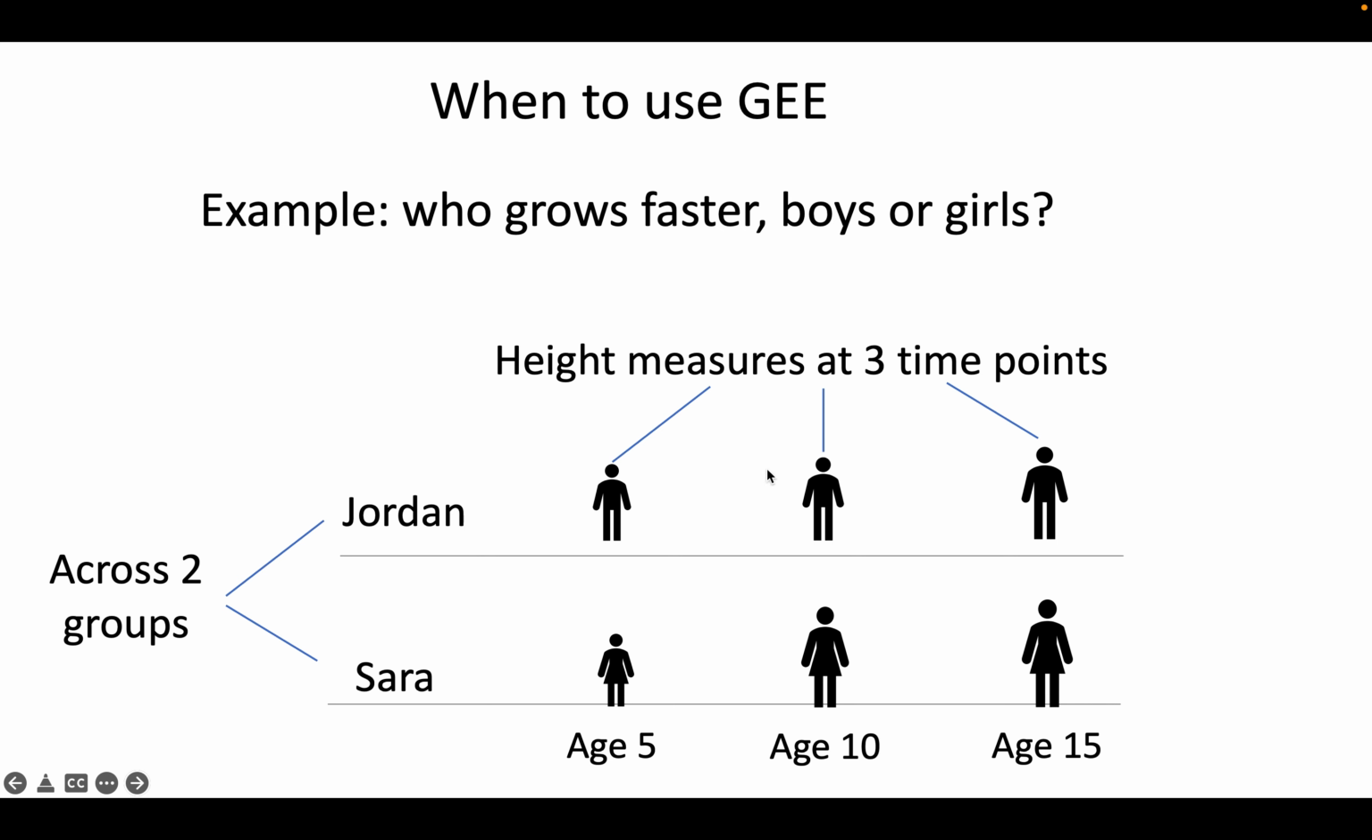If we only had two measures, like age 5 and 10, we might be able to get away with just doing the change in height, so height at age 10 minus height at age 5, and then you wouldn't have to use GEE. But as soon as we want to incorporate all three measures into how we're defining the outcome, at this point you need to use GEE, because at the individual level, for Jordan for instance, there's going to be correlation between his height at age 5, 10, and 15, and that's dependence in the data in these three measures.